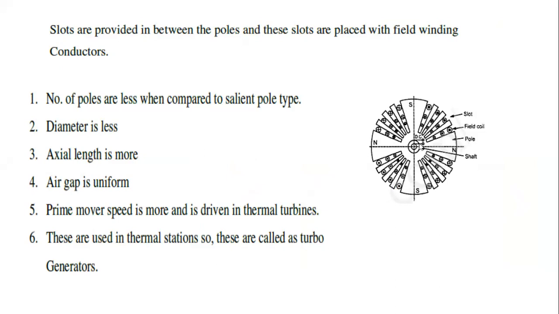This is the cross-sectional view of the cylindrical pole type of rotor. In comparison, the diameter is smaller and the length is longer. In this case, the air gap is uniform. These are used in thermal stations for driving the turbines. Therefore, it is also called a turbo generator, because it drives the turbines. Understand?